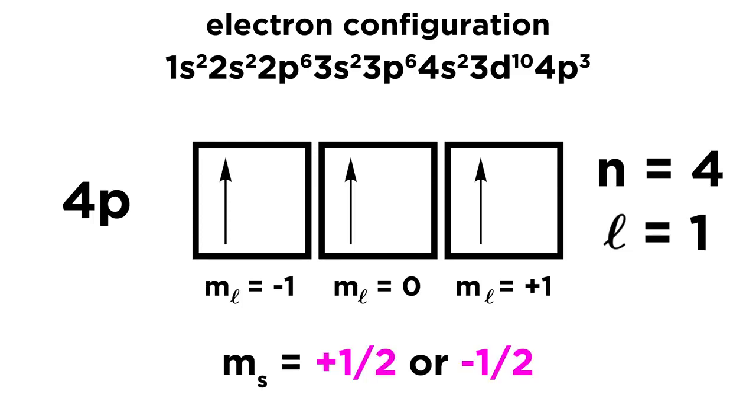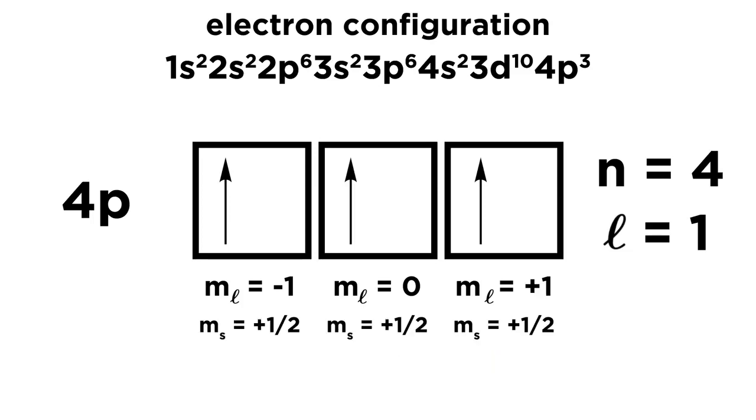Lastly, for m sub s, that's the spin quantum number, that has got to be plus 1/2 or minus 1/2. And since all of these must have their spins aligned, we are going to assign them all spin values of plus 1/2. So that is all set for the quantum numbers. All of those have an n value of 4. They all have an L value of 1. They each have their own m sub L value, and then they all have m sub S values of plus 1/2.